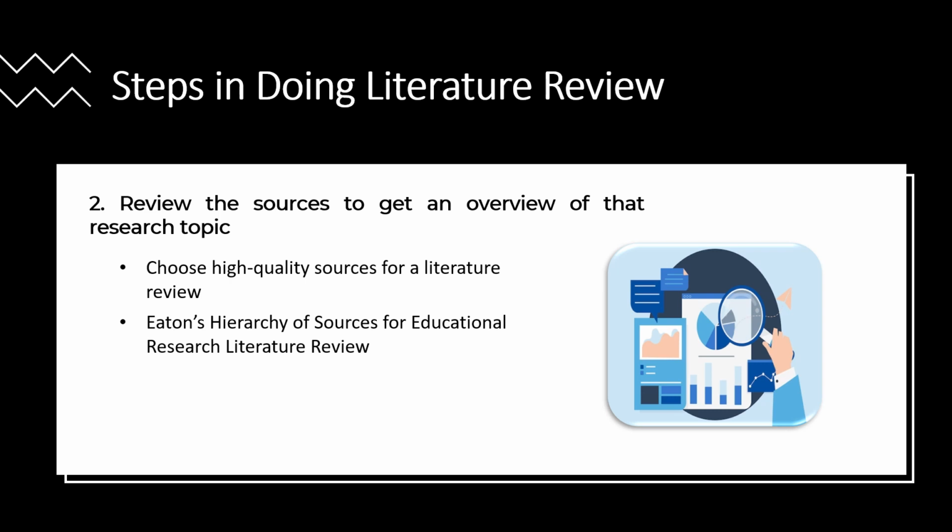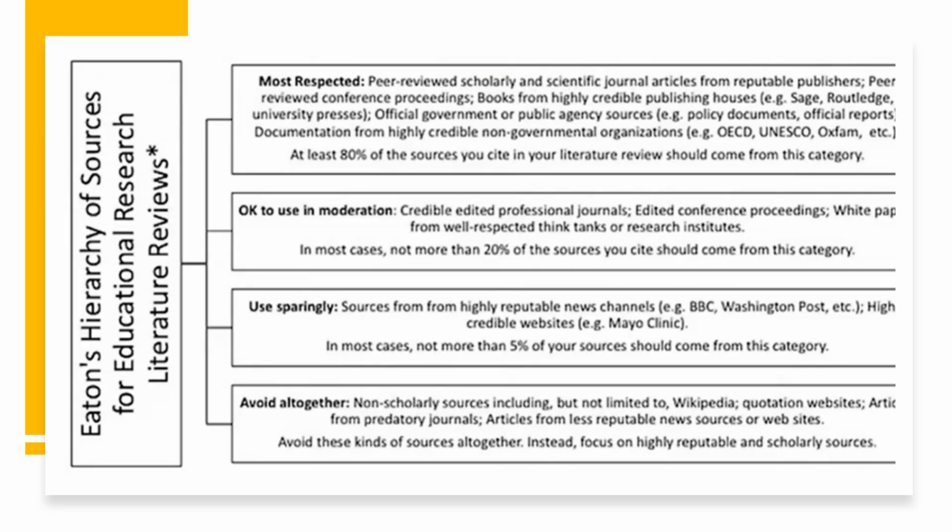As a guide on how to choose high quality sources for your literature review, you may use the Eaton's hierarchy of sources for educational research literature review to guide you in choosing the right literatures. How it looks like. So you have here the Eaton's hierarchy of sources for educational research literature reviews. In this framework, Eaton is giving us an idea what source of information should we use and what should we use less.